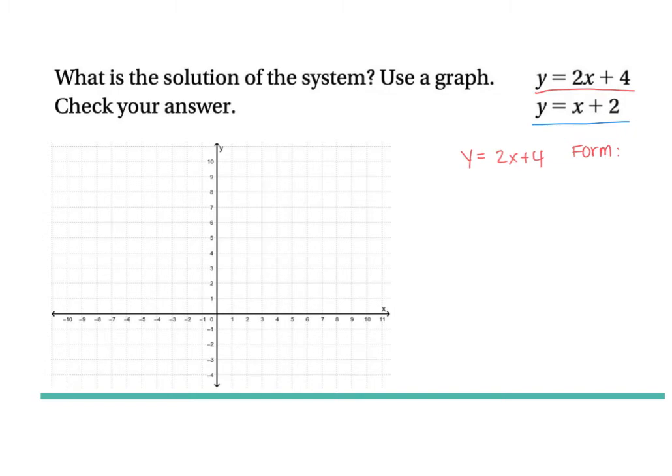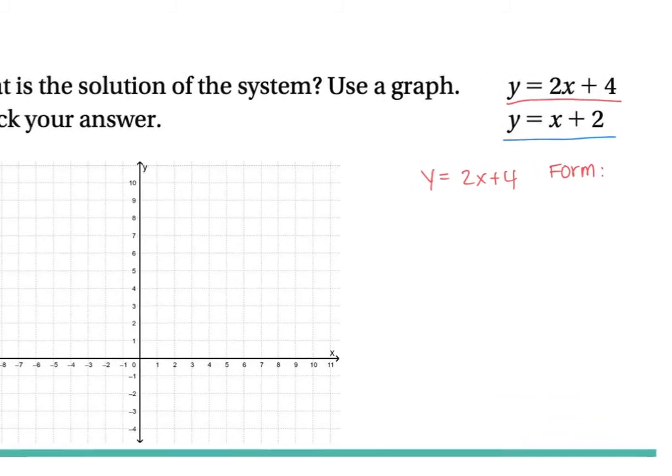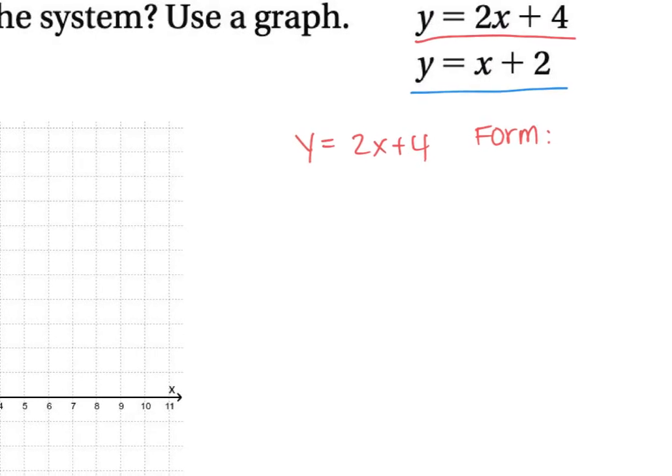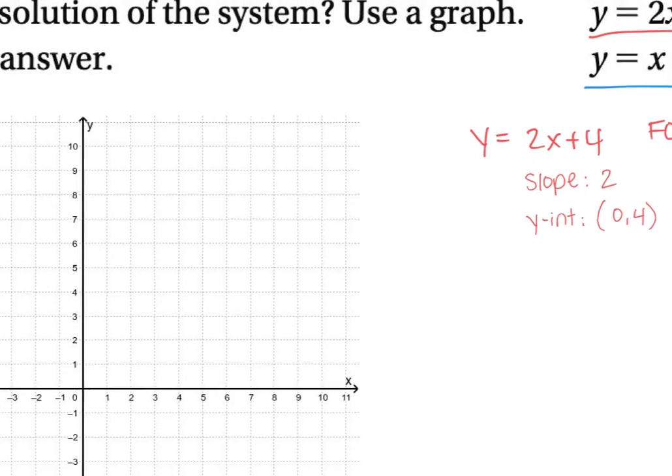Is this in a form? If so, what form is it in? Y equals mx plus b. Very good. What do we call that form? Slope-intercept form. Since this is in slope-intercept form, what is the slope of this line? Roy? 2. What's my y-intercept, Janessa? Yep, 4. So we write it as a coordinate as (0, 4), because your y-intercept is the y value whenever x is 0.